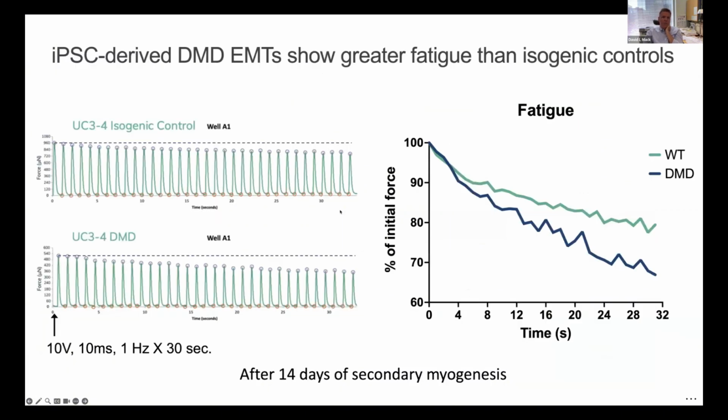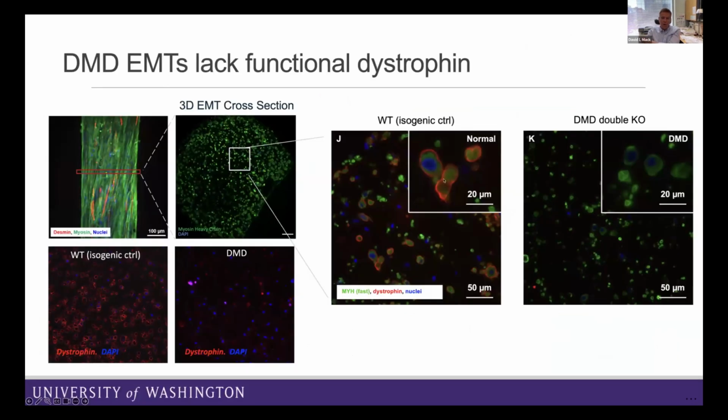Just to give you an idea of how we're trying to relate these engineered muscle tissues measured in vitro with physiologically relevant measures in the animal, we're able to measure fatigue over time. So with a 10 volt, 10 millisecond, 1 Hertz stimulation over 30 seconds, we can see that the DMD EMTs are more susceptible to fatigue. And just like I showed you in the engineered heart tissues, in these dystrophin knockout engineered skeletal muscle tissues, we see an absence of dystrophin here, and an absence of the ringed fibers in these tissues.